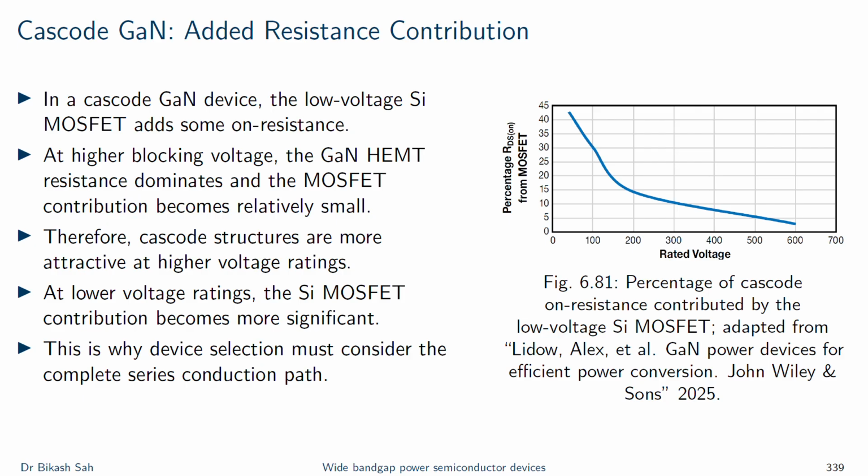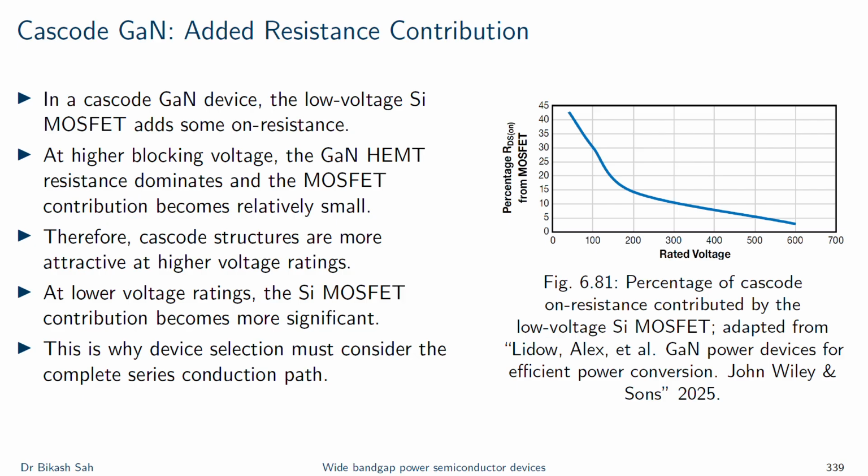Now let's move towards the cascode GaN and understand it a bit more. I am focusing on the cascode GaN at the moment because it was one of the first commercially available GaN devices in the market, and they were in use for quite some time, and they are still in use. People still prefer those, although p-GaN gate structures have been slowly taking over the market. So a bit more discussion on this topic.